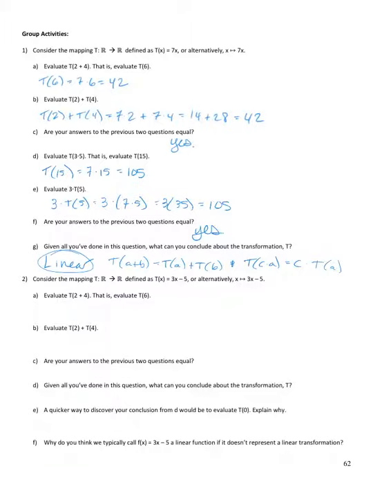Okay, so here's another mapping. T goes from R to R. T of x equals 3x minus 5. So T of 6, that's 3 times 6 minus 5. 18 minus 5 is 13. Okay, T of 2 plus T of 4. So T of 2, that's 3 times 2, which is 6, minus 5 is 1. And T of 4, 3 times 4 is 12, minus 5 is 7. 1 plus 7 is 8.